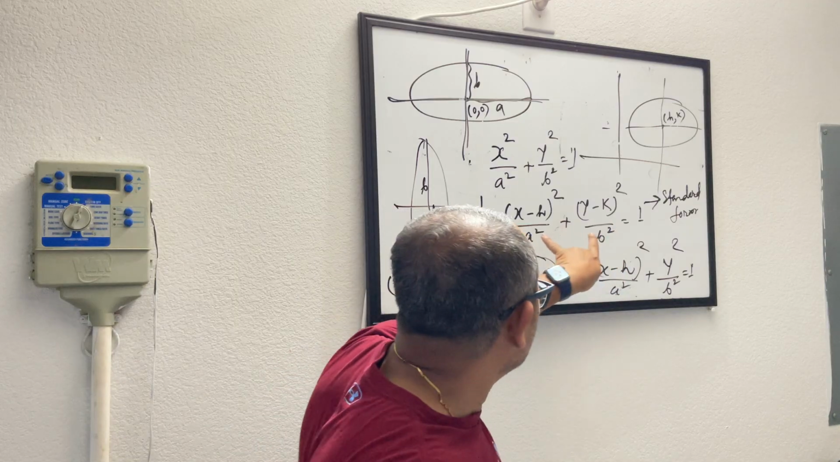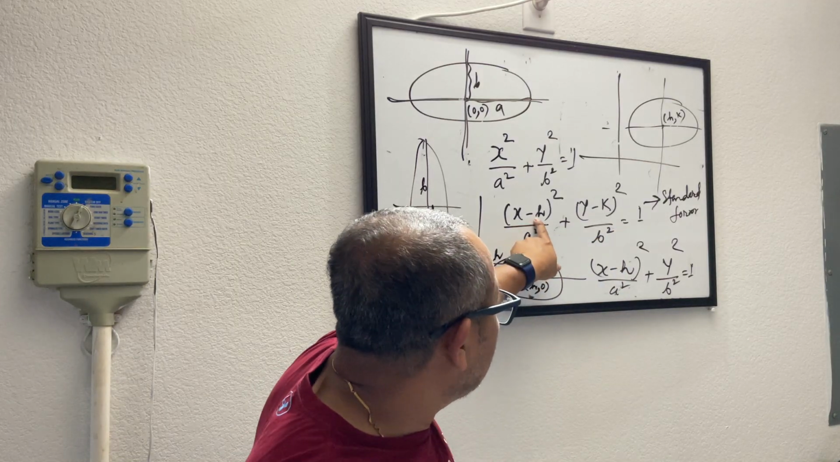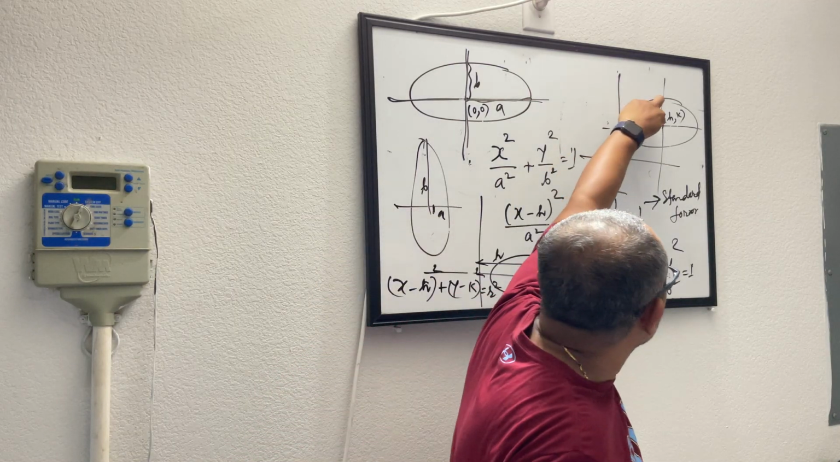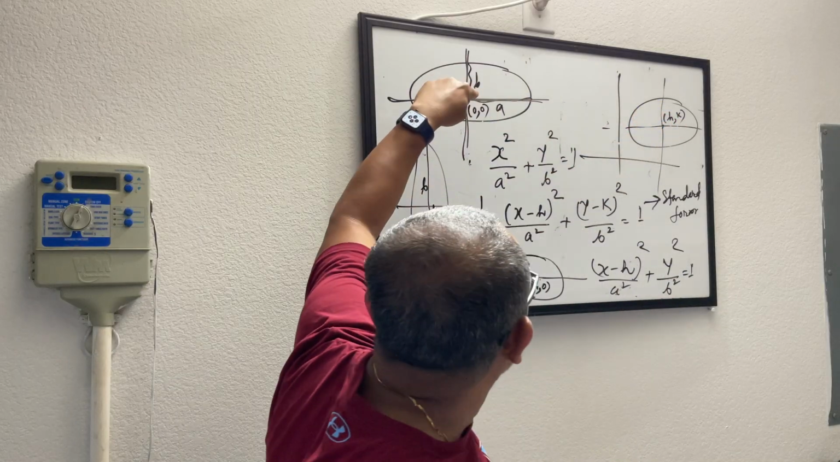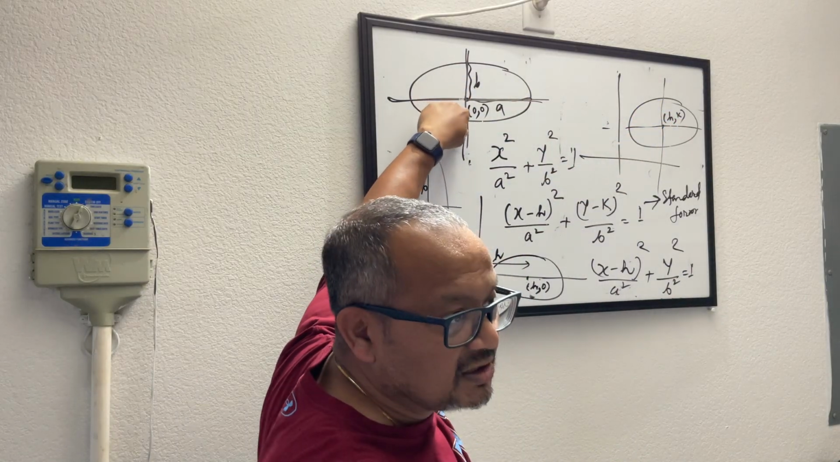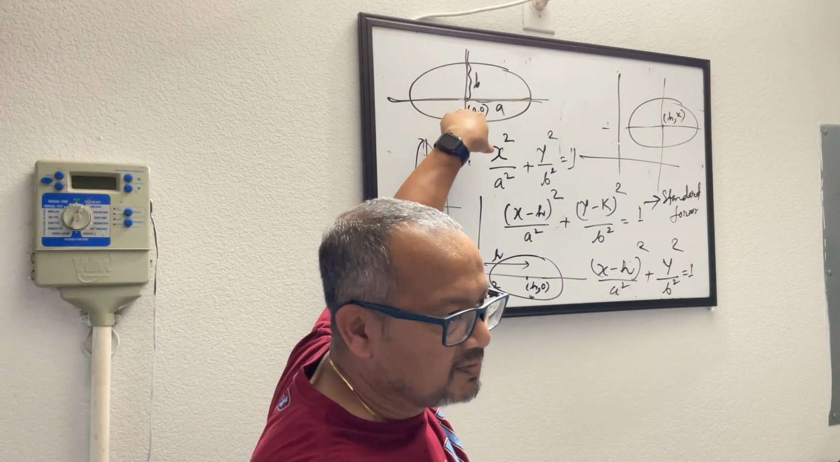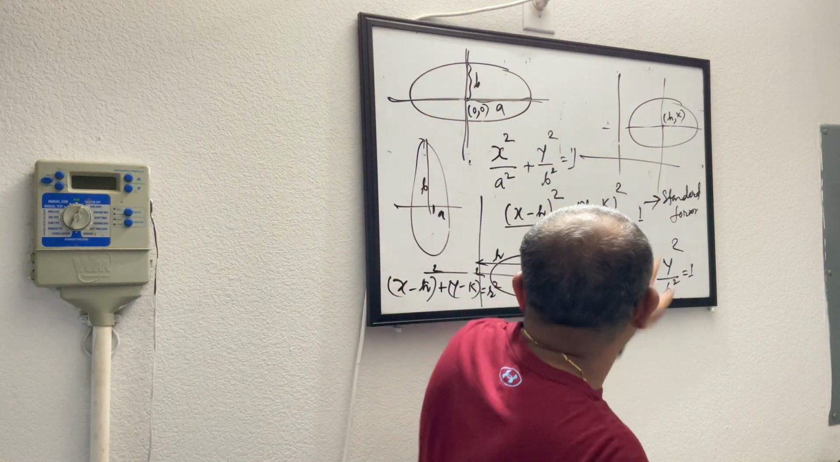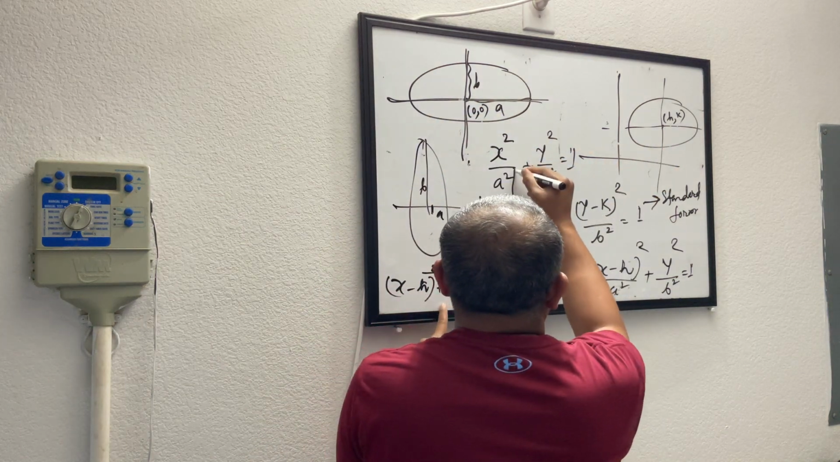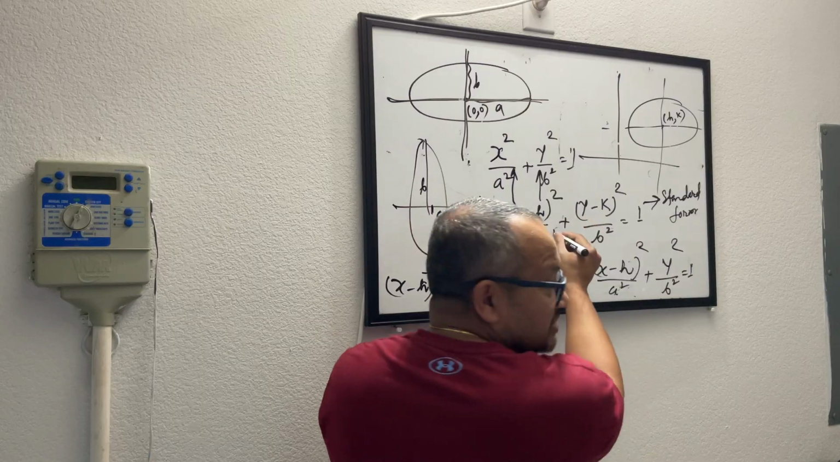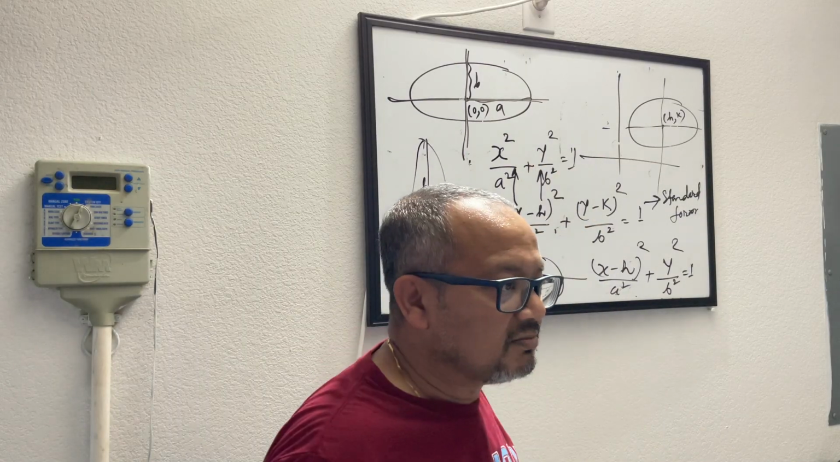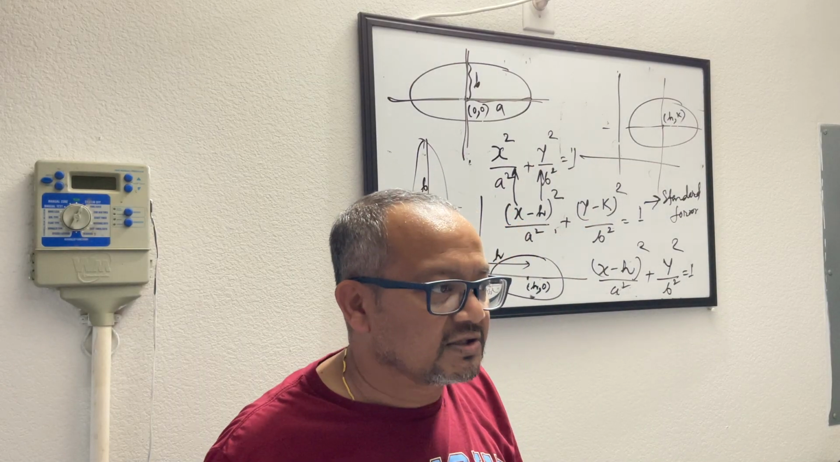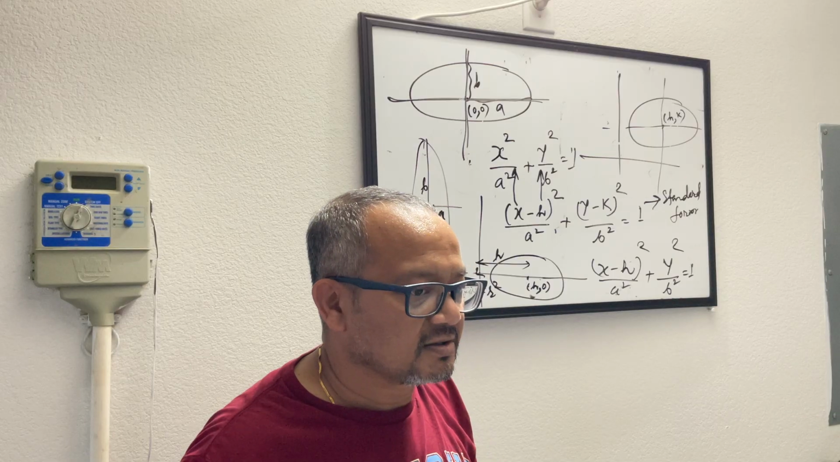Same way here also, if the center of the ellipse is coinciding with the origin of the coordinate plane, your h and k value will become 0 and this transforms into this equation. So this is a standard form, this is a derived form, when your origin and center are coinciding.